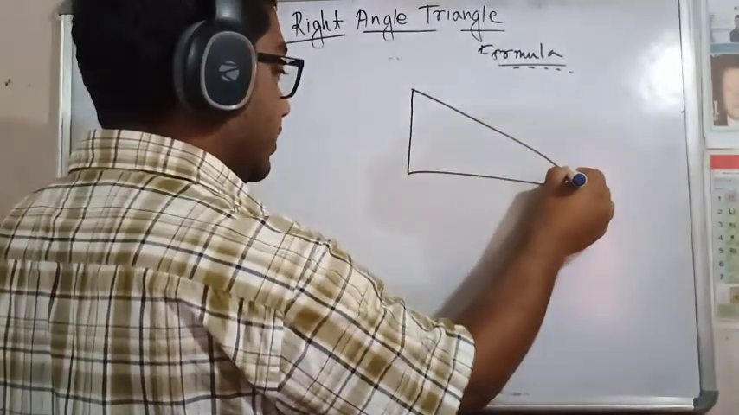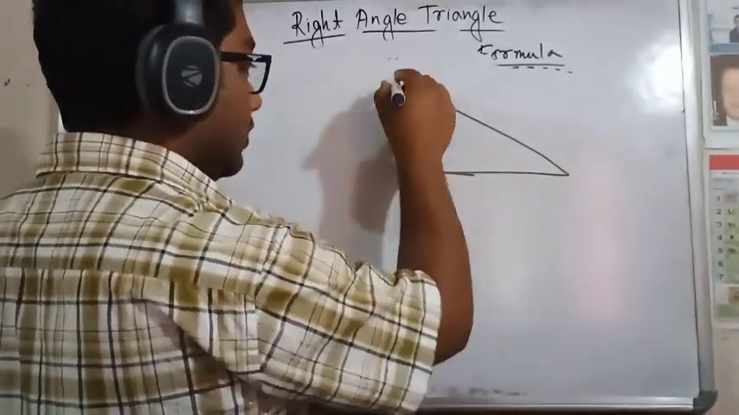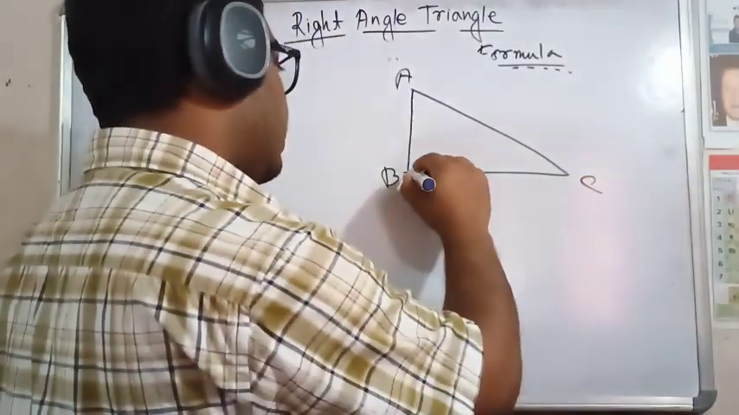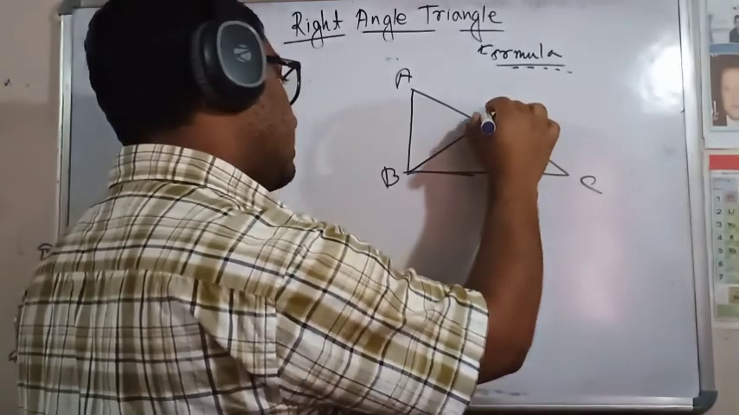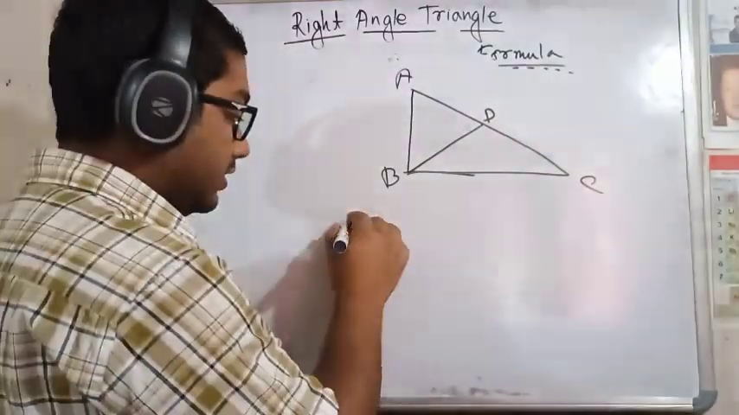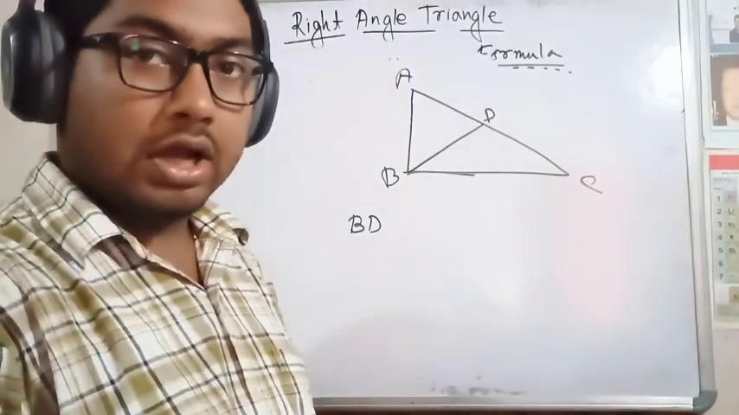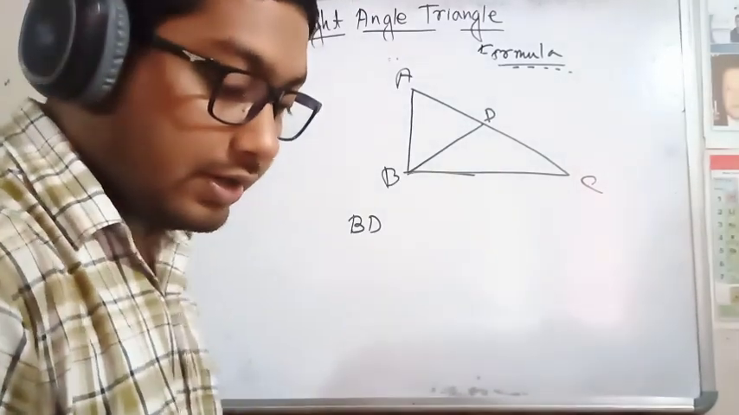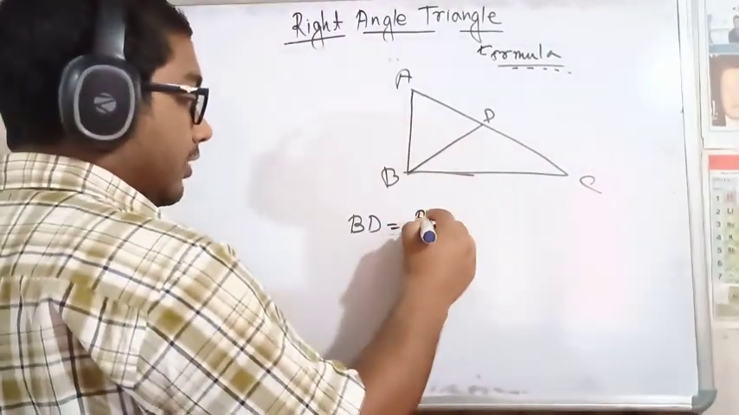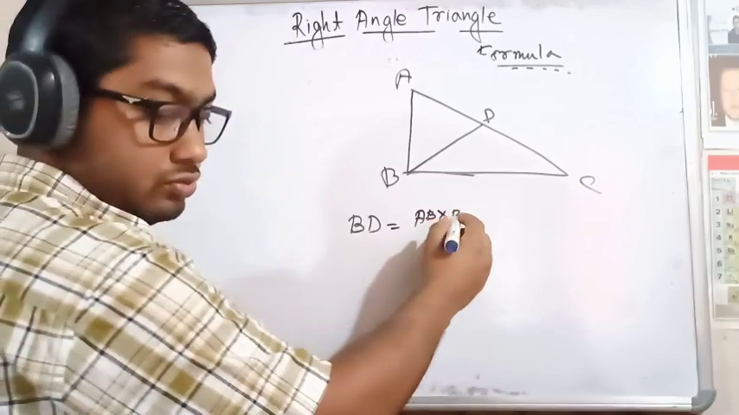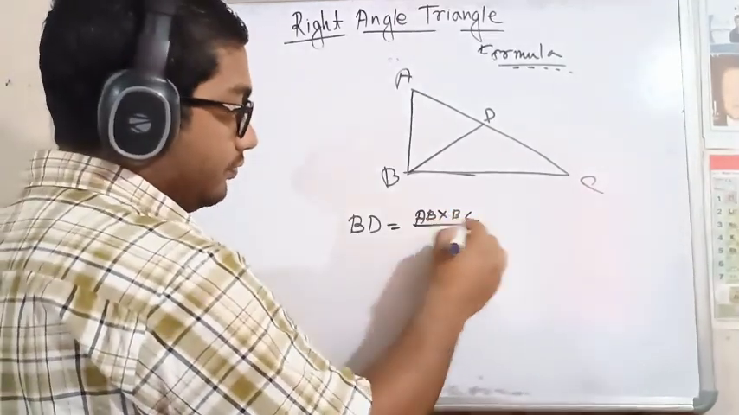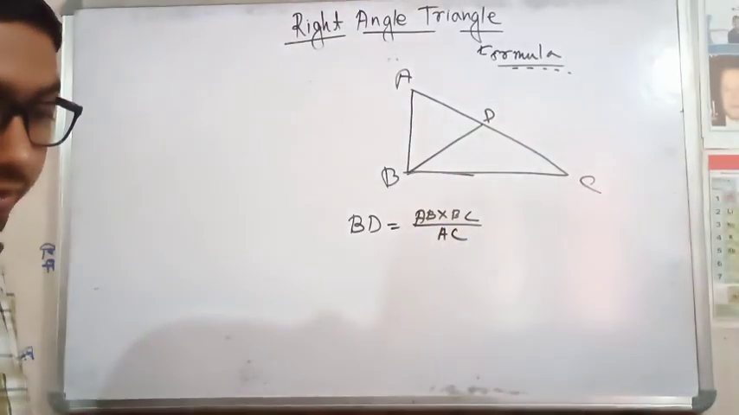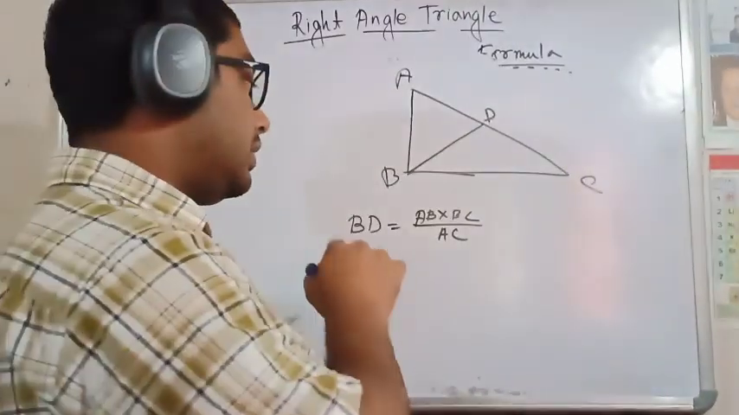This is the top triangle, triangle A, B, C. This is our triangle. So when we draw a bisector of this angle to D, then how to find the length of BD? So finding the length of BD, AB into BC by AC is the formula to find the length of BD.